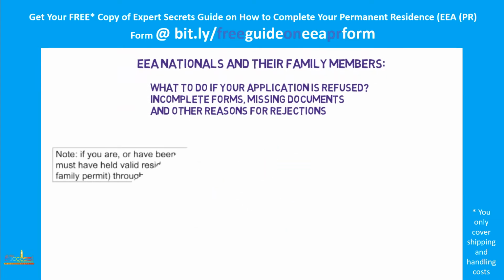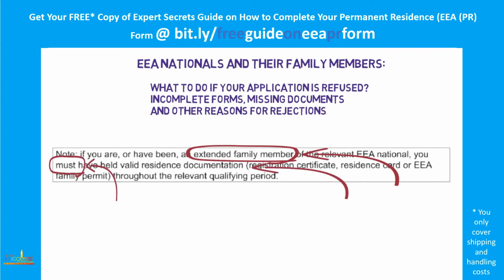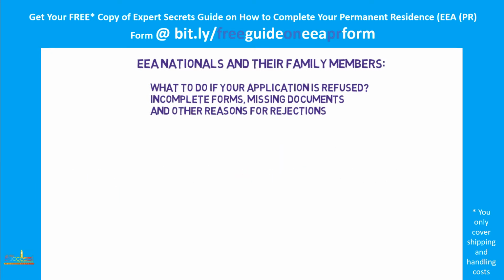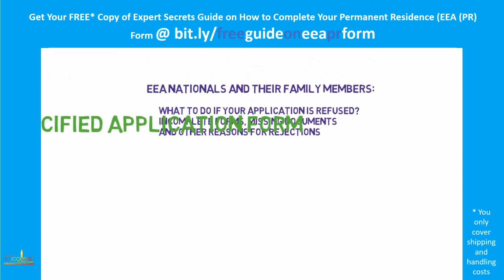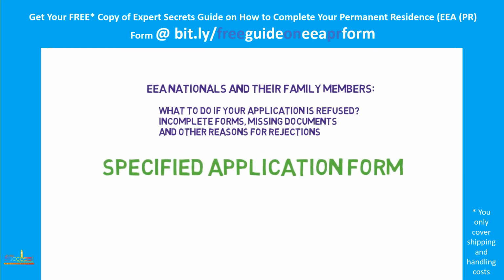We've also established that all extended family members should make the applications to prove their right of residence in the UK. This is particularly important when making your permanent residence application because without a registration certificate or a residence card, your residence applications will not even be considered. In my previous videos, I've explained that after February 2017, all applications must be submitted on a specified application form with all the relevant sections completed.